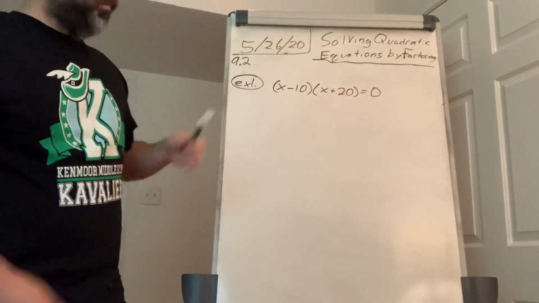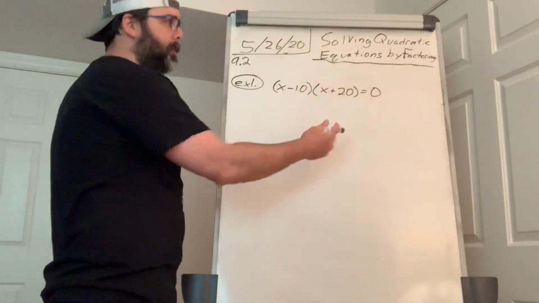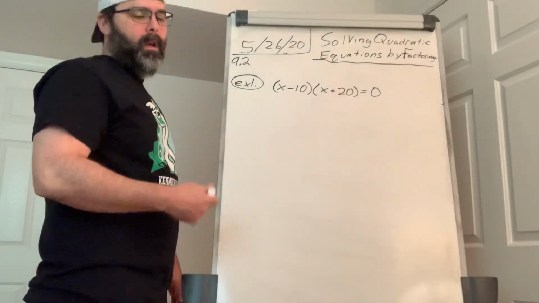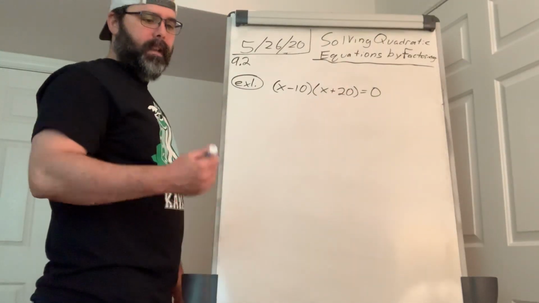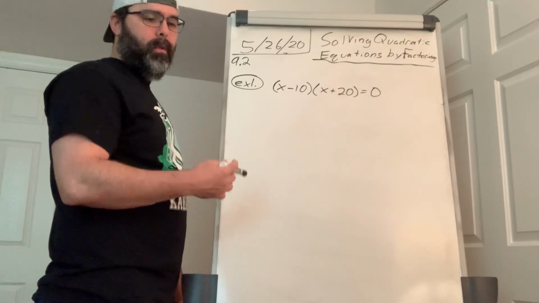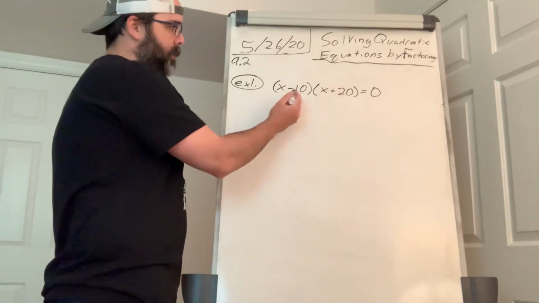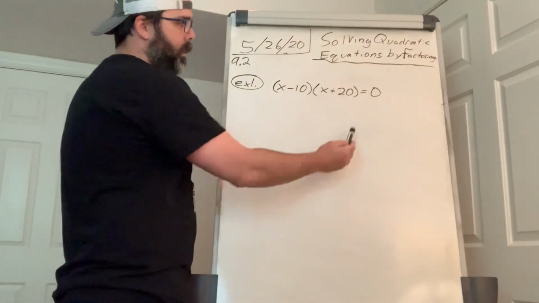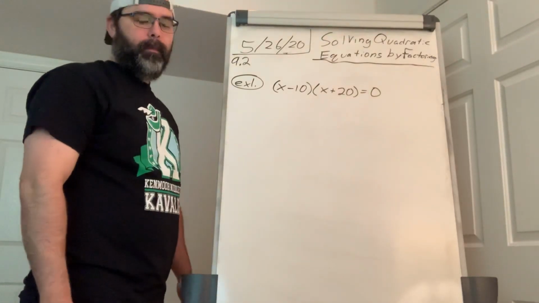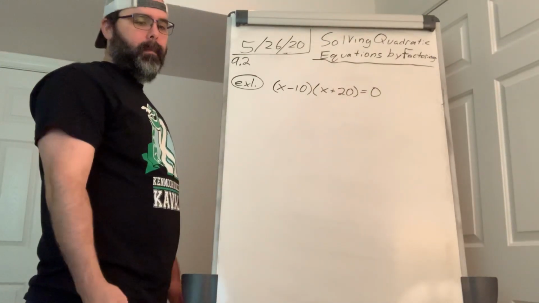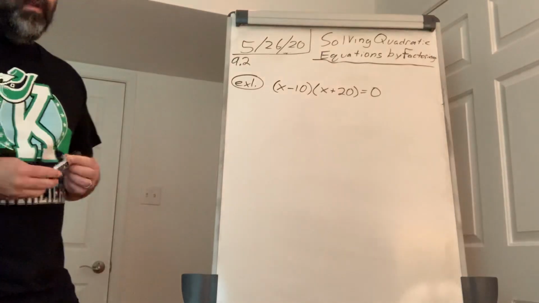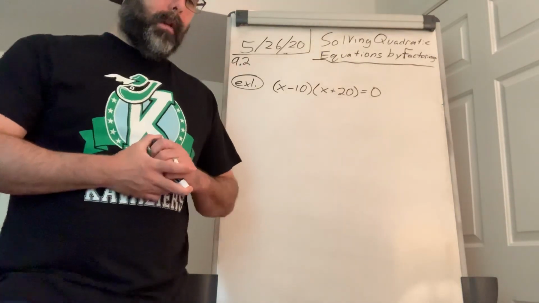Now the problem's telling us that y equals 0. So basically what it's asking us to do is it's saying what value or values of x will give us y equals 0. All right? And here's the process. We're going to use something called the zero product property.